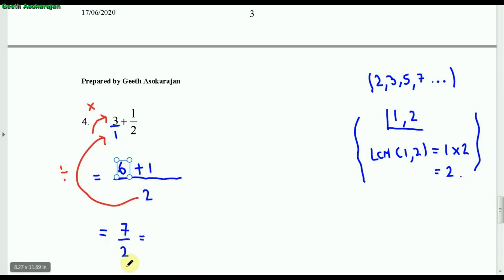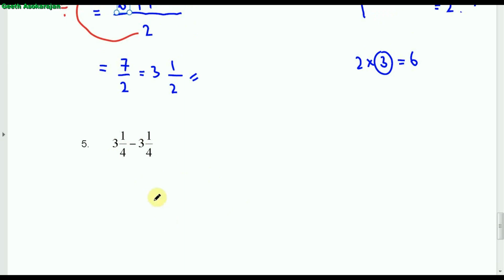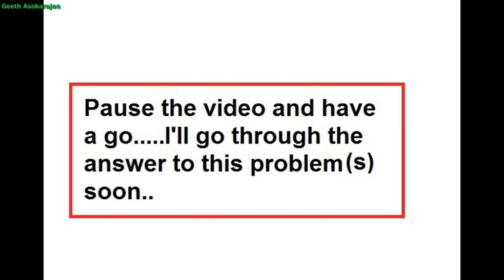And with the 7 over 2, with the improper fraction, let's convert that to a mixed number. So I'll write down that over 2 here. I know that 2 goes into 7 3 times, as 2 times 3 gives me 6. So I'll write down that 3 here. And the difference between 6 and 7 is 1. And then we're done. Now, try number 5. I'll give you a few moments and I'll go through the solution very soon.